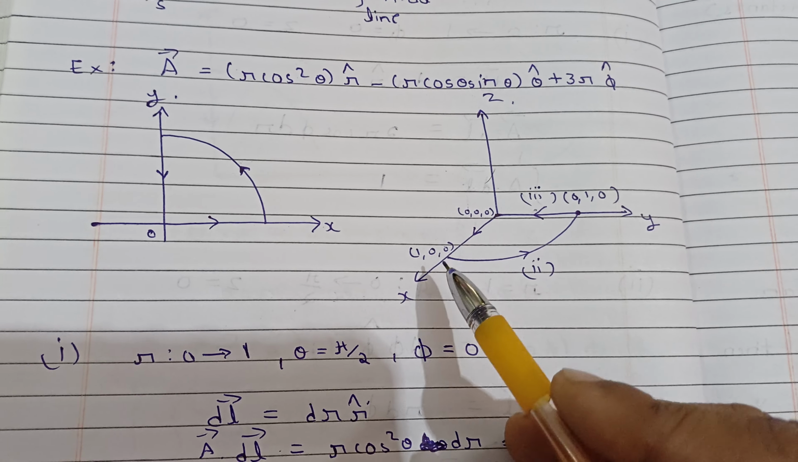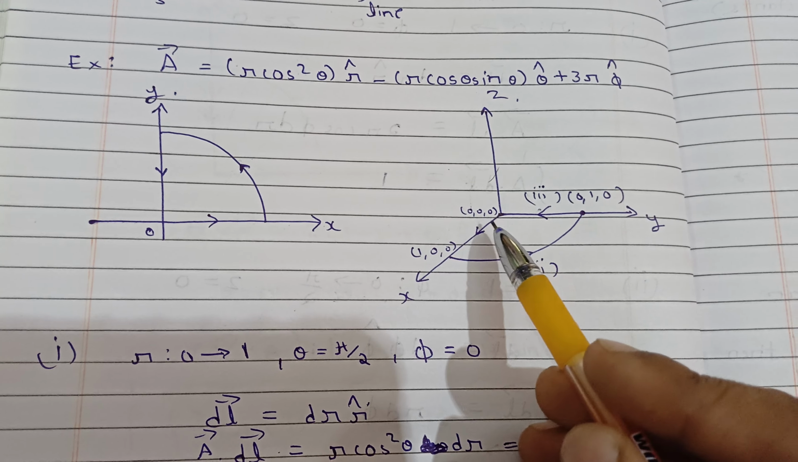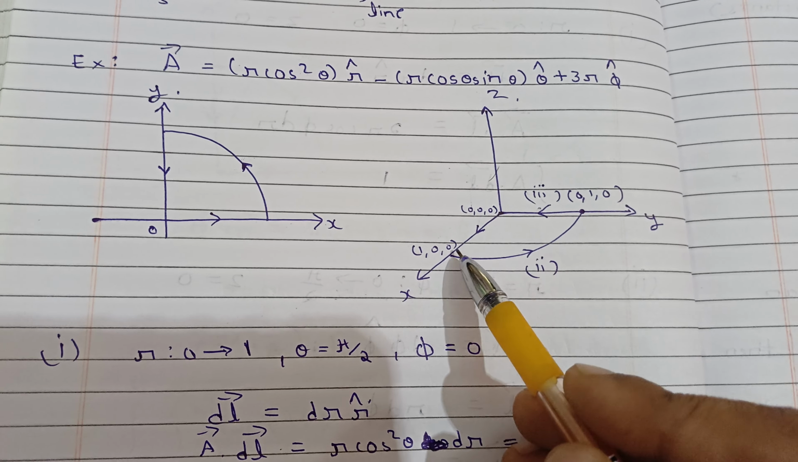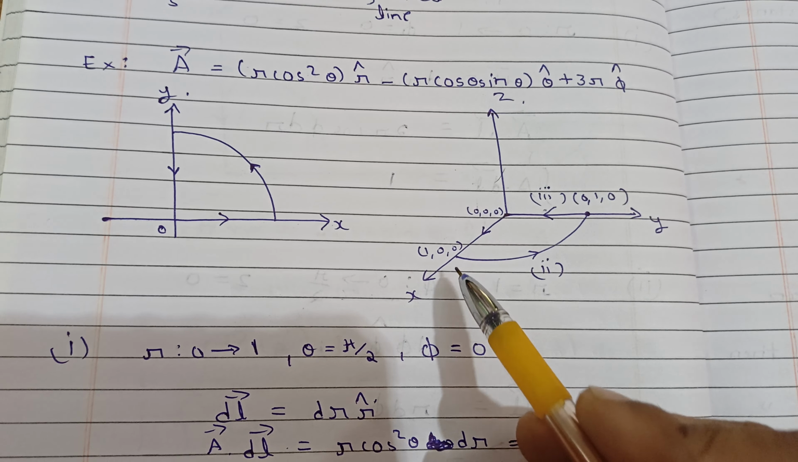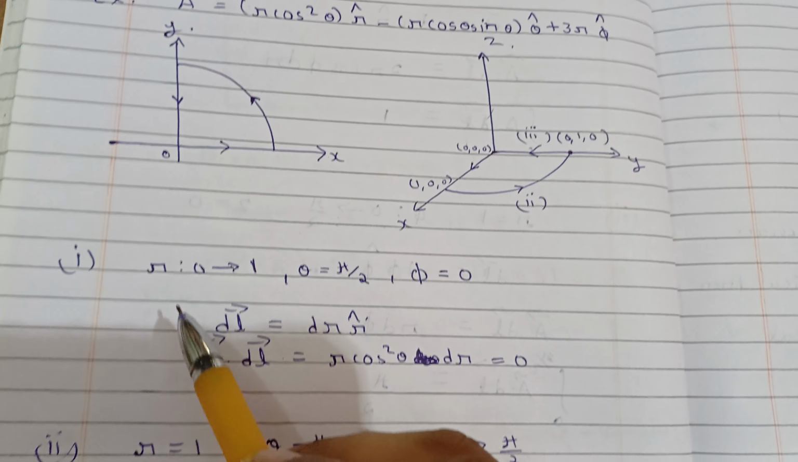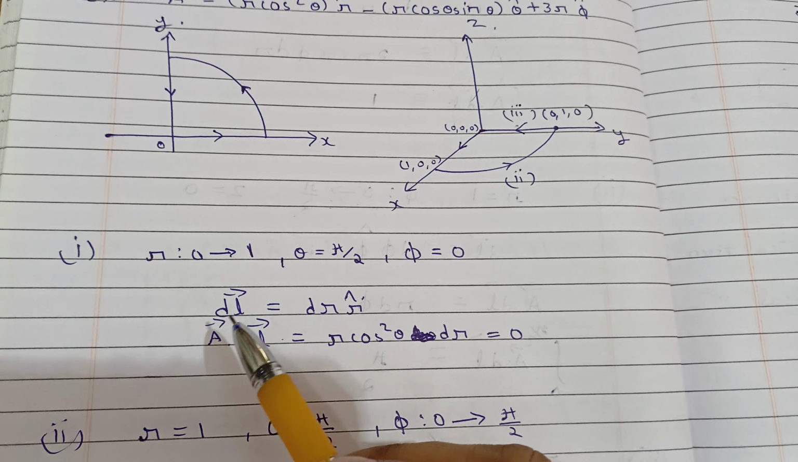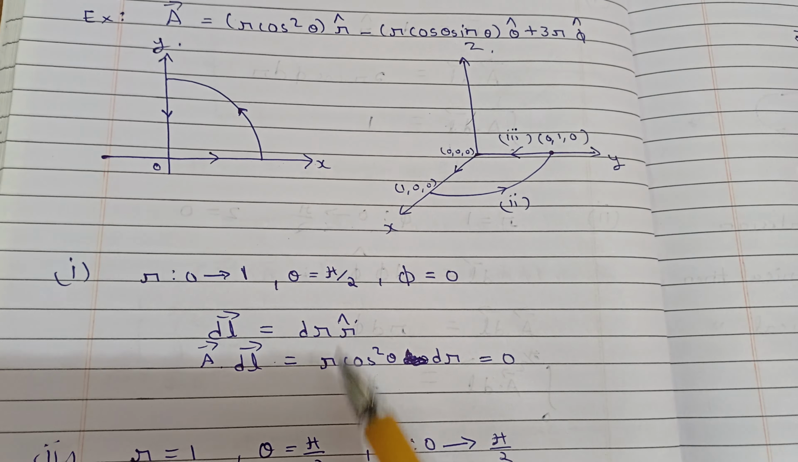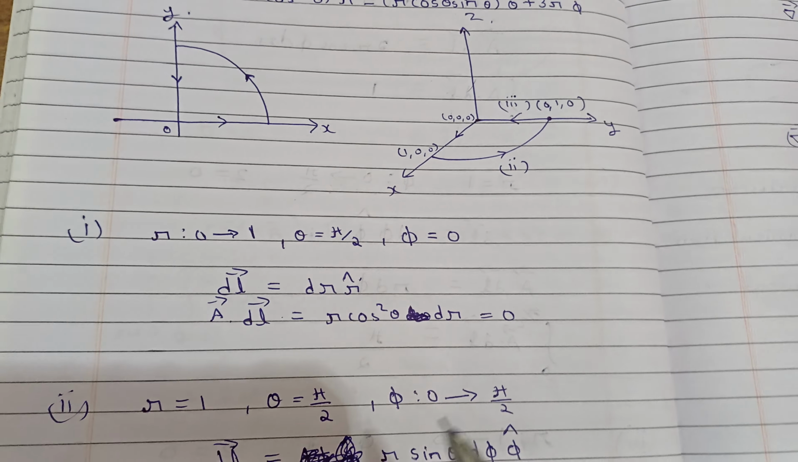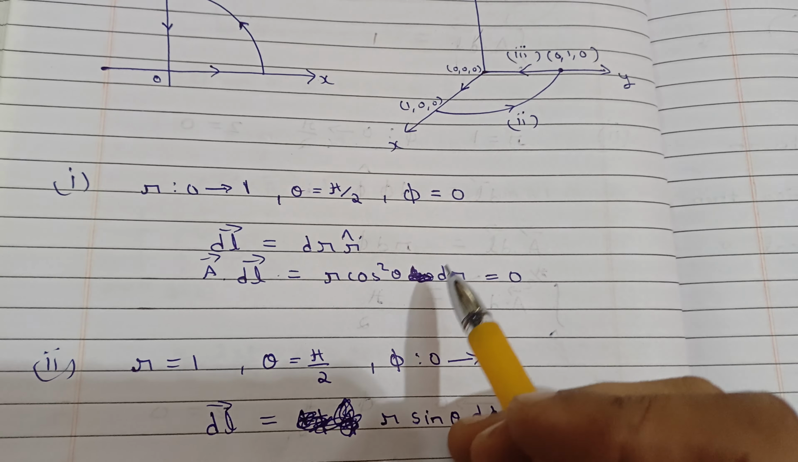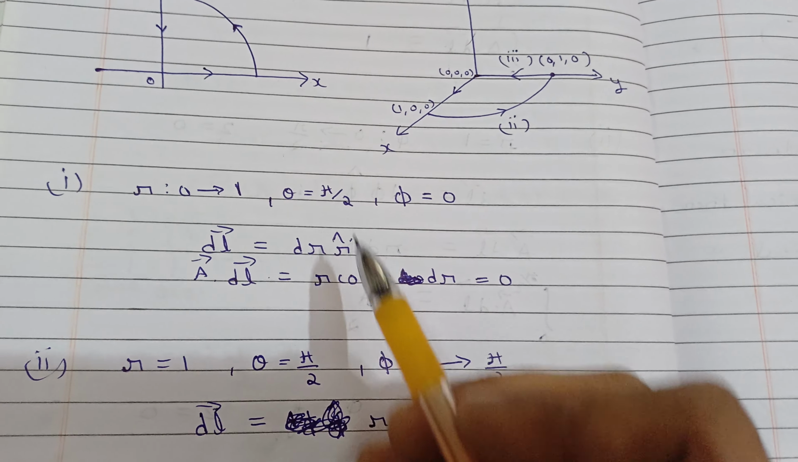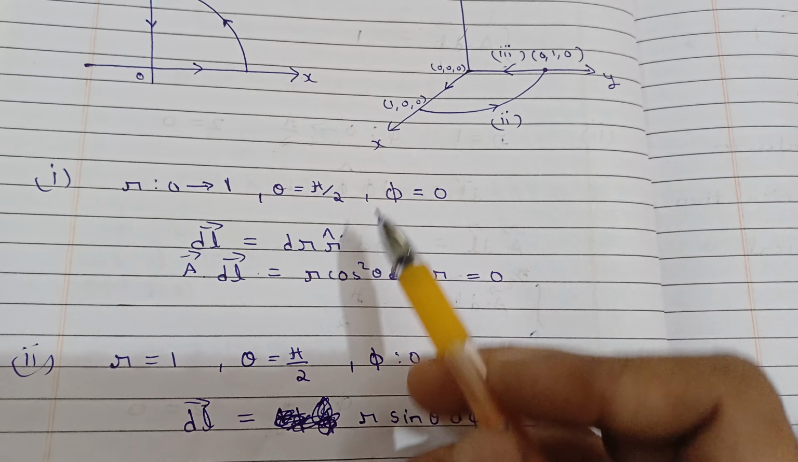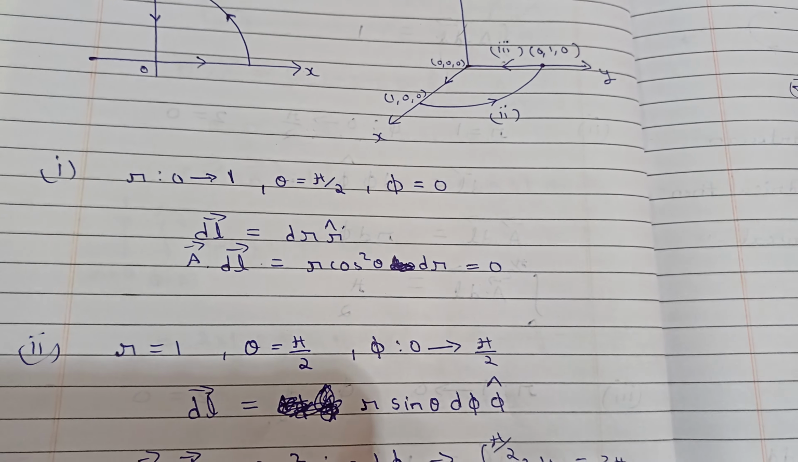So for this first line or the first segment, r is changing from 0 to 1 and phi is fixed, and theta is fixed. So theta is pi by 2, phi is 0, r is going 0 to 1. So dl will be dr r cap. So A dot dl, from here you can calculate, will be r cos square theta dr. Now the integral will give you 0. Why? Because theta is pi by 2, you substitute here. This is fixed for this segment, so it will give you 0.